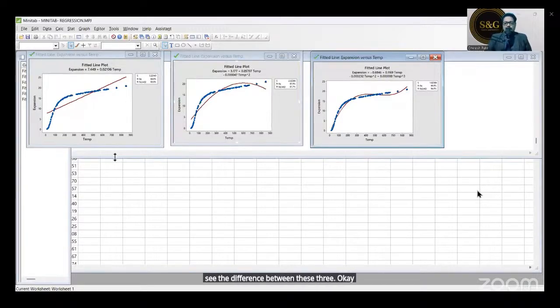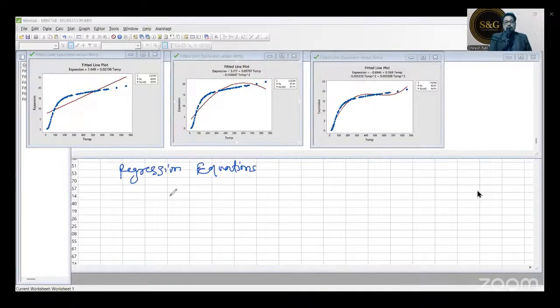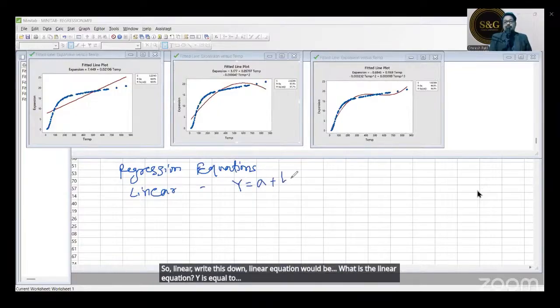What is the difference? Just try to understand this. The difference is the regression equation. What is the difference between the regression equations? Let's try to understand this. So linear, write this down. What is the linear equation? Y is equal to a plus bx, right?